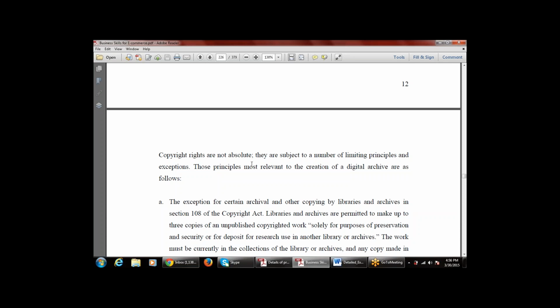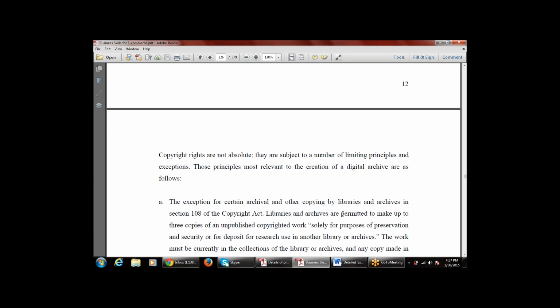The first exception is the exception for certain archival and other copying by libraries and archives in section 108 of the Copyright Act. That is, this is the exception that is applicable for various archival and other copying by libraries and archives in section 108 of the Copyright Act.